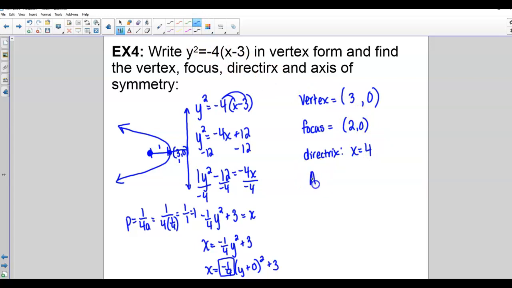And then the axis of symmetry goes right down here through the middle. This is a y equals line because it is horizontal, and your y-coordinate is 0. So it's going to be y equals 0 for your axis of symmetry.